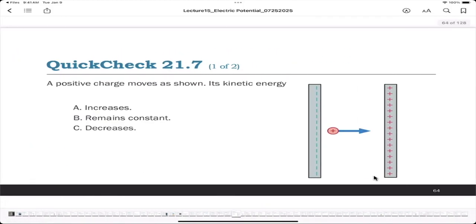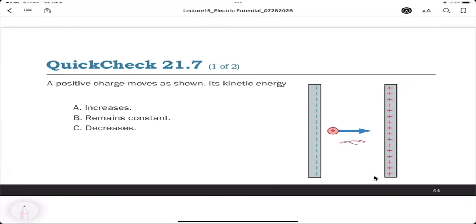Okay, let's check some problems. A positive charge moves. Does its kinetic energy increase, remain constant, or decrease? Because the charge is positive, it feels the opposite force, which means the speed will slow down, so the kinetic energy will decrease. Does it make sense to you?